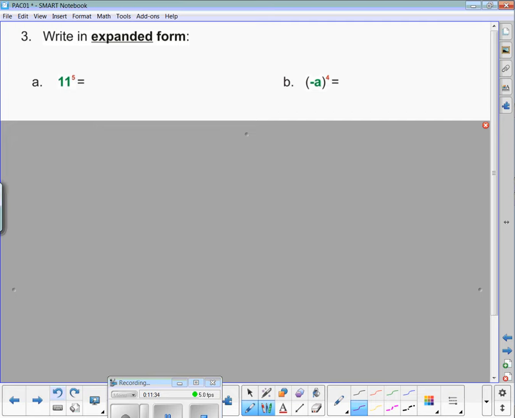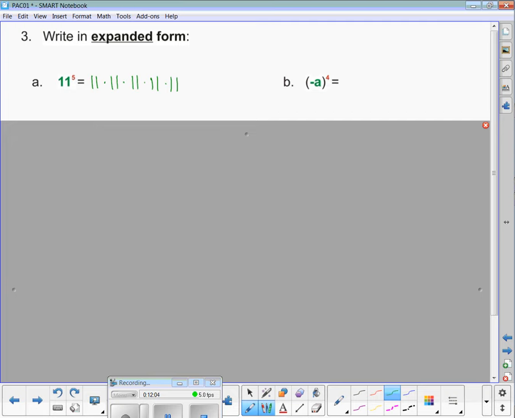So you're simply going to do 11 times itself. How many times? And hopefully you're thinking 5, right? So 11 times 11 times 11 times 11 times 11, right? 11 times itself 5 times. We've expanded that. 11 times itself 5 times.